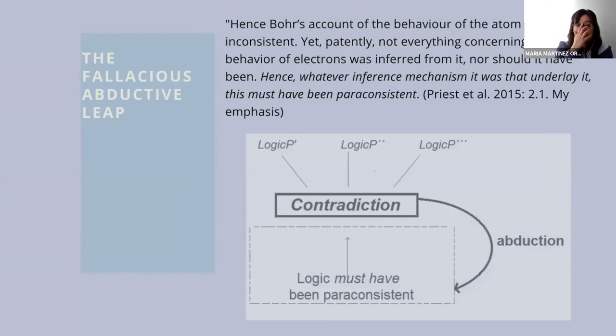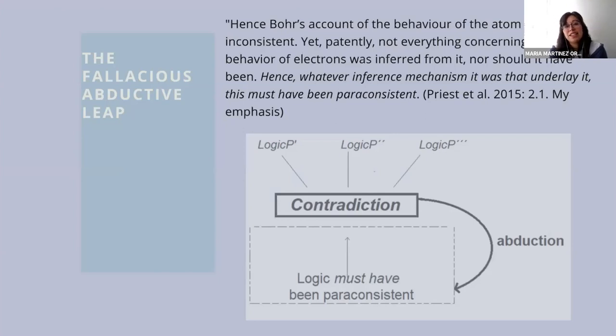Take the quote from Graham, for instance. Hence, Bohr's account of the behavior of the atom was inconsistent. Yet, patently, not everything concerning the behavior of electrons was inferred from it. That is, triviality was not reached. Nor should it have been. Hence, whatever inference mechanism it was that underlies this must have been paraconsistent.